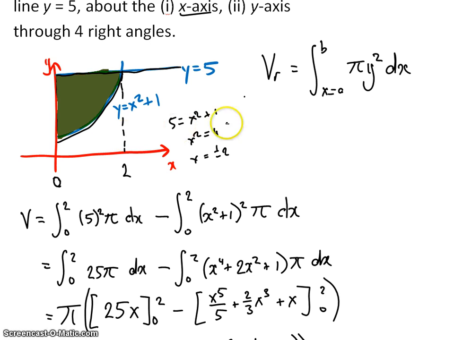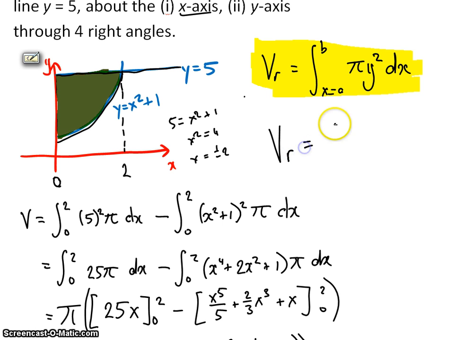Instead of doing this, when we had to revolve something around the x-axis, what did we do? We came up with this formula. The volume is the integral between the two bounds in terms of x, of pi y squared dx. That's how we do it about the x-axis. Well, how do you do it about the y-axis? It turns out it's very, very similar.